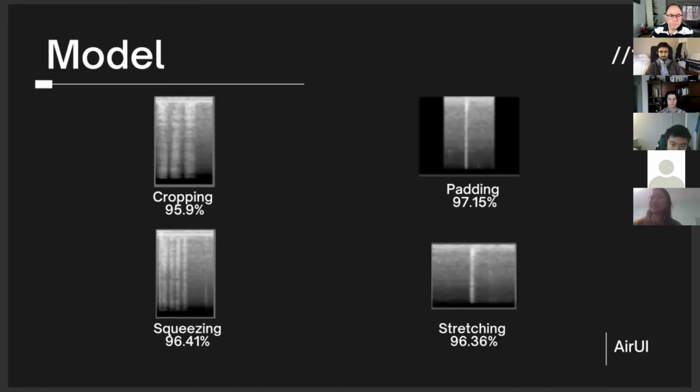You see that? But yeah, so coming back to our slides, one thing we want to learn about is the different transformations. For example, cropping here has the lowest accuracy, which is expected because it cropped out some of the important information. Squeezing and stretching has slightly better accuracy. However, they're still distorting some information. And finally, padding has the highest accuracy of 97.15%. And this is because it retains the most information.